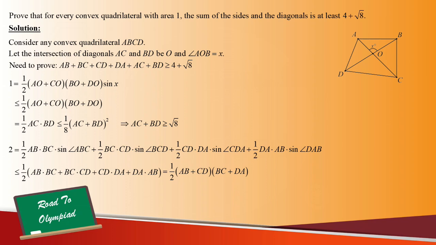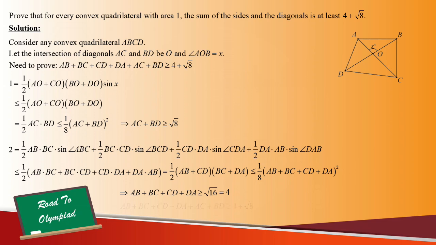Similar to the first inequality, we can apply the AM-GM inequality to get that the expression is less than or equal to half times AB plus CD plus BC plus DA, the whole thing over 2, the whole thing squared. We can factorize the denominator 2 to obtain 2 is less than or equal to 1 over 8 times AB plus BC plus CD plus DA, the whole thing squared. Rearranging the inequality gives us AB plus BC plus CD plus DA is greater than or equal to square root of 16, which is equal to 4. And this gives us the other part of the required inequality.